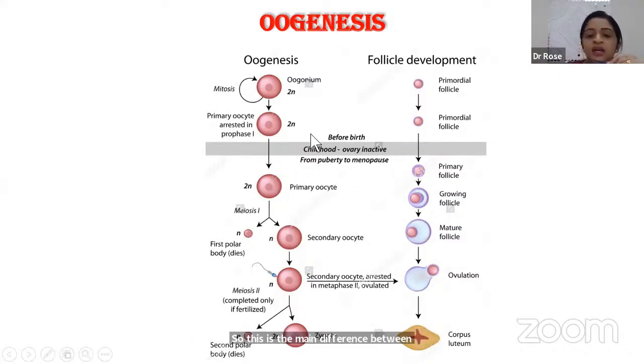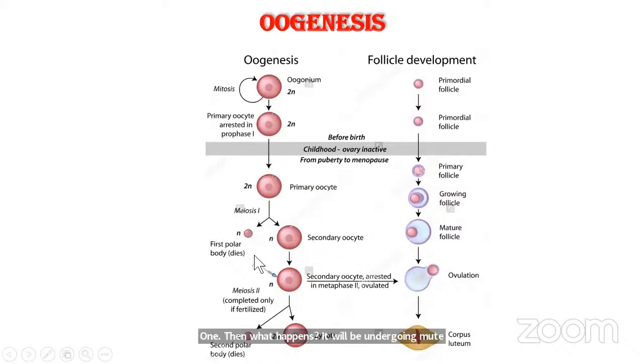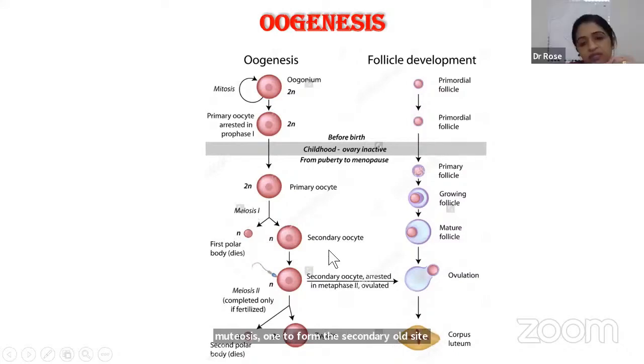So at birth, every female child will have primary oocytes arrested in prophase 1. Then it undergoes meiosis 1 to form the secondary oocyte. And then the secondary oocyte will be arrested in metaphase. The second meiotic division will be arrested in metaphase, and it is the secondary oocyte arrested in metaphase which is getting ovulated. And this will be completed only if it is fertilized by the sperm, or otherwise what will happen? It will just be menstruated.